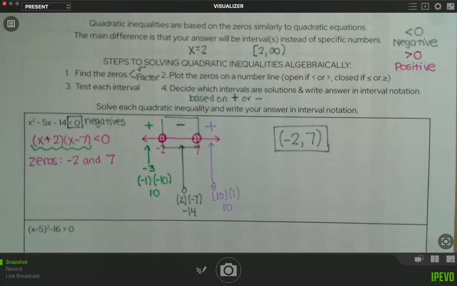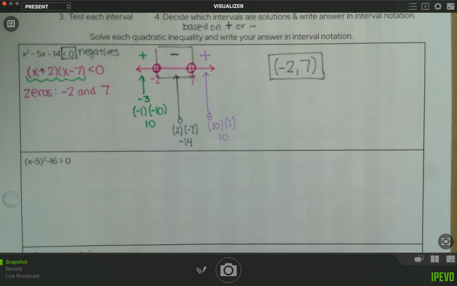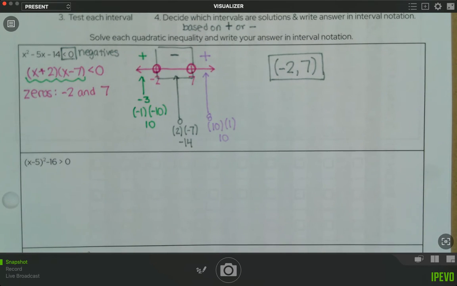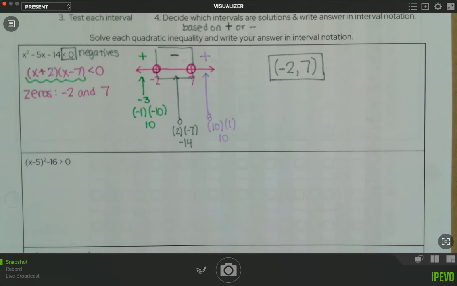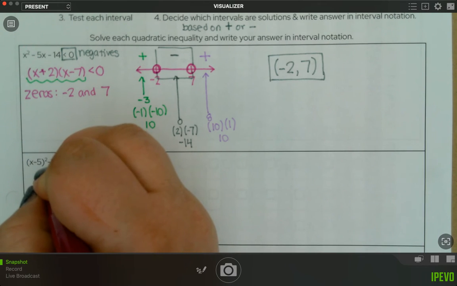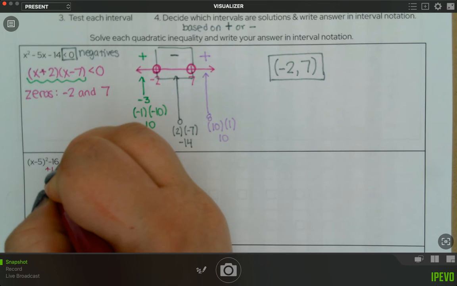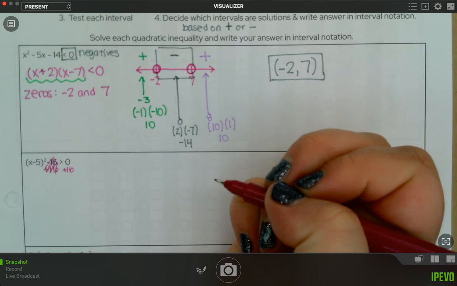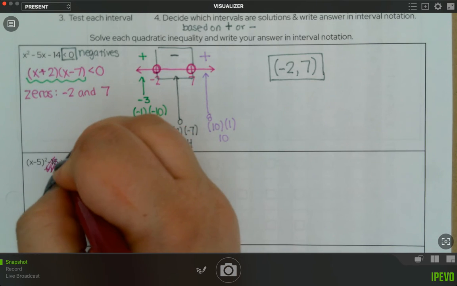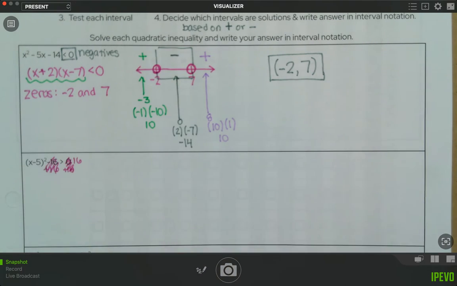All right, let's look at another one together, and hopefully this will kind of start coming together a little bit. This one has parentheses. And if it already has parentheses, you probably don't want to factor it like this. Instead, what you want to do is get the thing that's being squared by itself. So I'm going to add 16 to the other side. And I'm going to cheat a little bit, and I'm just going to cross it out and write 16 over here. Okay. And then I'm going to take the square root of both sides to get rid of that squared.